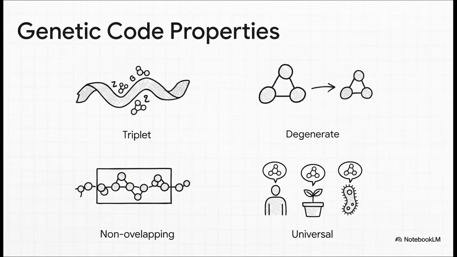Now, the genetic code itself has some really incredible features. It's a triplet code, which means the letters are read in groups of 3, like 3-letter words. It's degenerate, which sounds bad, but it's actually a really good thing. It means there are backup words for the same instruction, which protects against errors. It's non-overlapping, so the message is read cleanly from start to finish. And, maybe the most amazing part of all, it's universal. The code to build a protein in you is the same code in a mushroom or a blue whale.